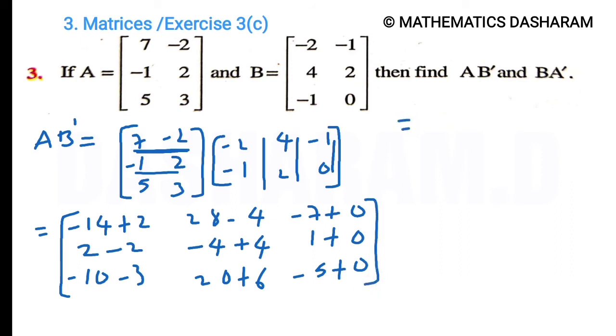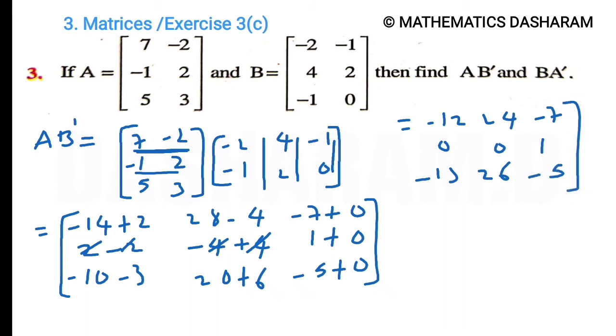So now the answer is minus 14 plus 2 is minus 12, 28 minus 4 is 24, minus 7 plus 0 is minus 7, 2 minus 2 is 0, minus 4 plus 4 cancel 0, 1 plus 0 is 1, minus 13, 20 plus 6 is 26 and minus 5. See, what is its order? 3 by 3.